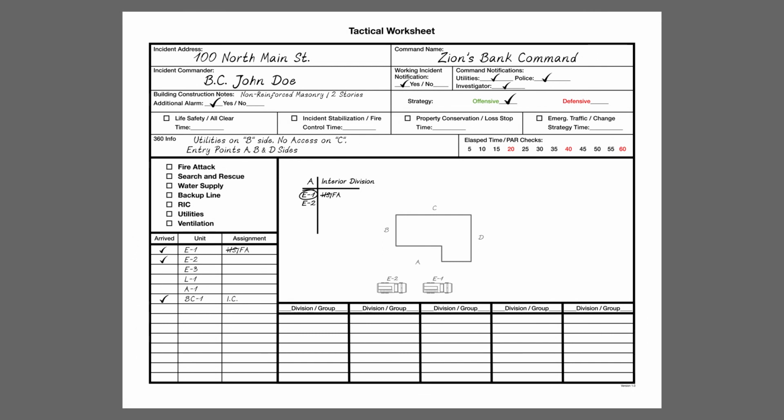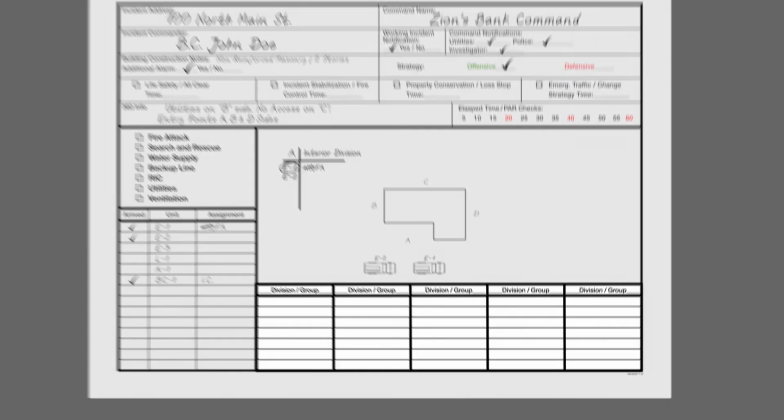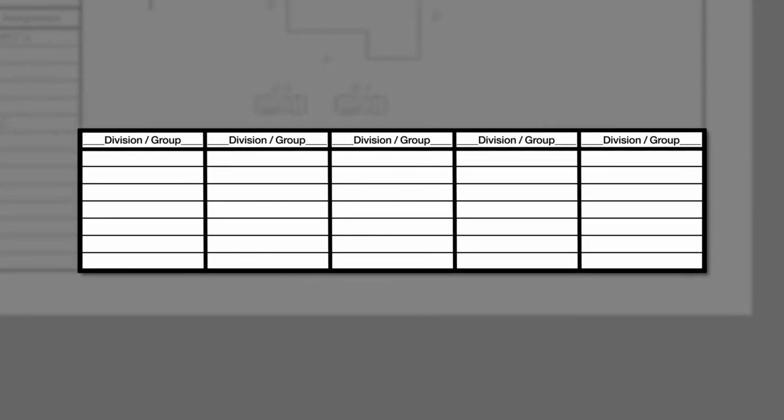Another way to track resources is to note the division or group supervisor along the bottom as follows. Indicate group or division in the top box. In the first box, identify the division. Next, note the supervisor. The remaining lines are for all other units assigned Interior Division.